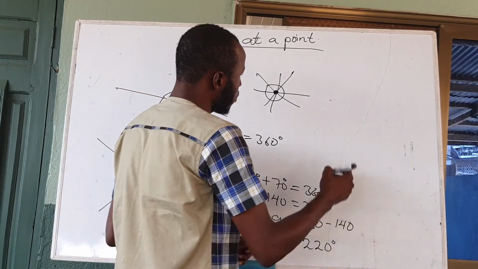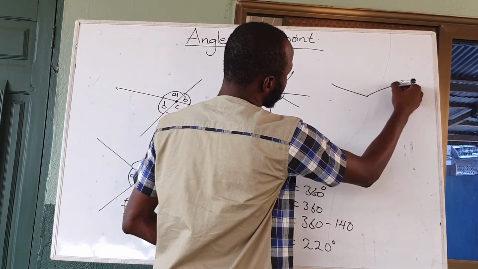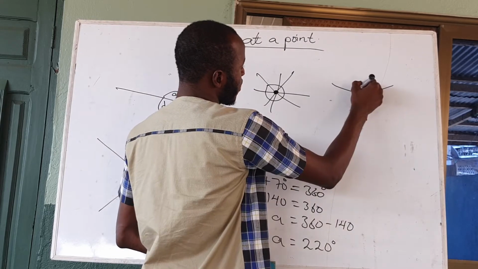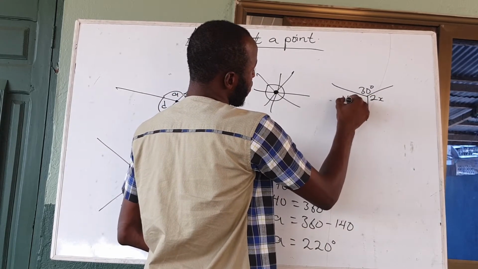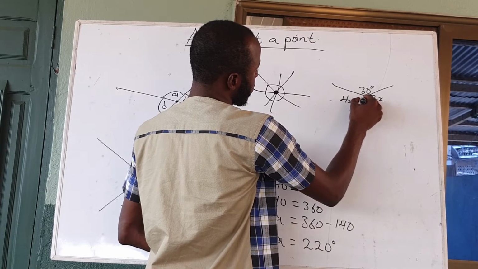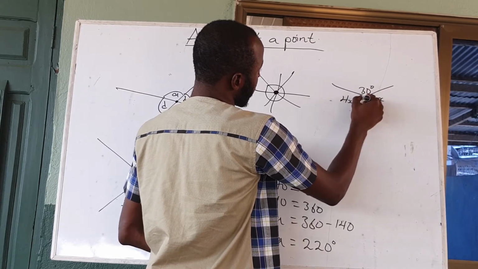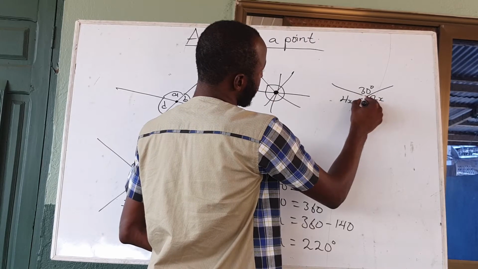So let's take another one. Let's say you have an angle like this. Here is 30 degrees, here is 2x, and here is 4x minus 3, or 4x minus say 10.